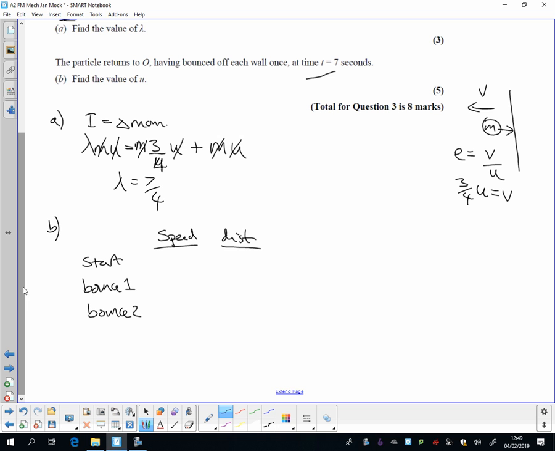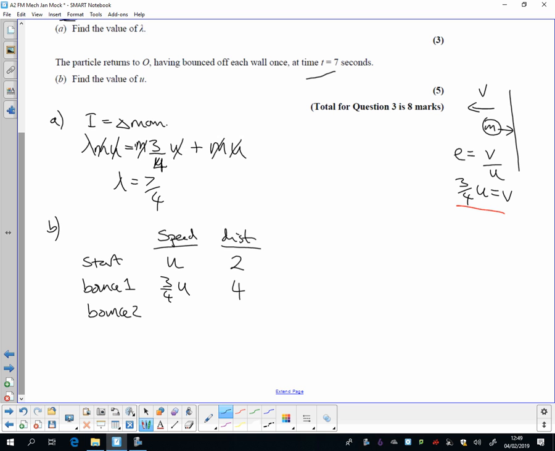So it starts off with speed u. It's going to travel 2 meters to hit the first wall. After bounce 1, we've already found out that its new velocity is 3/4 u, and it's going to spend 4 meters traveling until it gets back to the other wall. It's then going to bounce on the second wall.